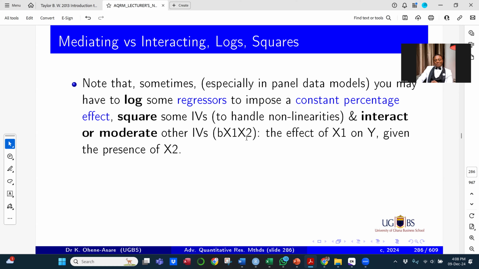So why do you have to log the variable? You have to log some of the independent variables, and you even have to log the dependent variable most of the times. Why? The key point, okay, so let me ask you, why would you have to log some variables? Who can tell me?